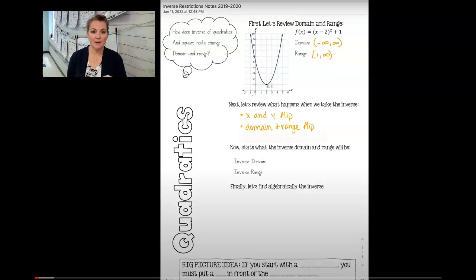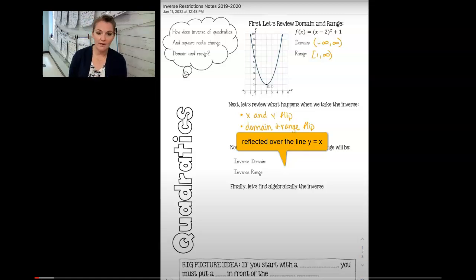There's one other thing that's going to pop up here on the screen that is important about inverses: it is reflecting across the line y equals x. It's not reflecting across an axis, it's reflecting across the line y equals x. Okay, so those are the 3 important things to remember about inverses.